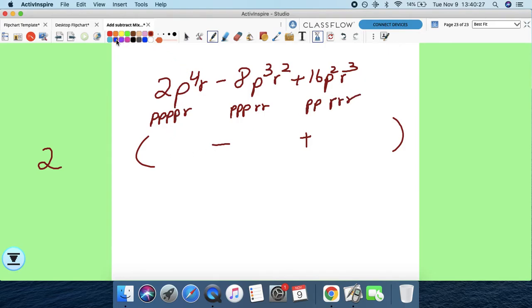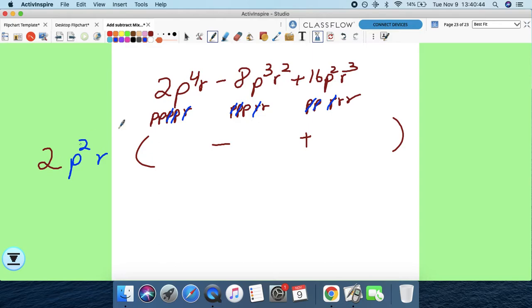What are they? How many? Do they share any p's? Yes, they share 1, 2, 1, 2, 1, 2. So they each have 2 p's in common. R's, you have 1 r here, 1 r here, and 1 r here. So they all have 1 r in common. So that's what I take out.